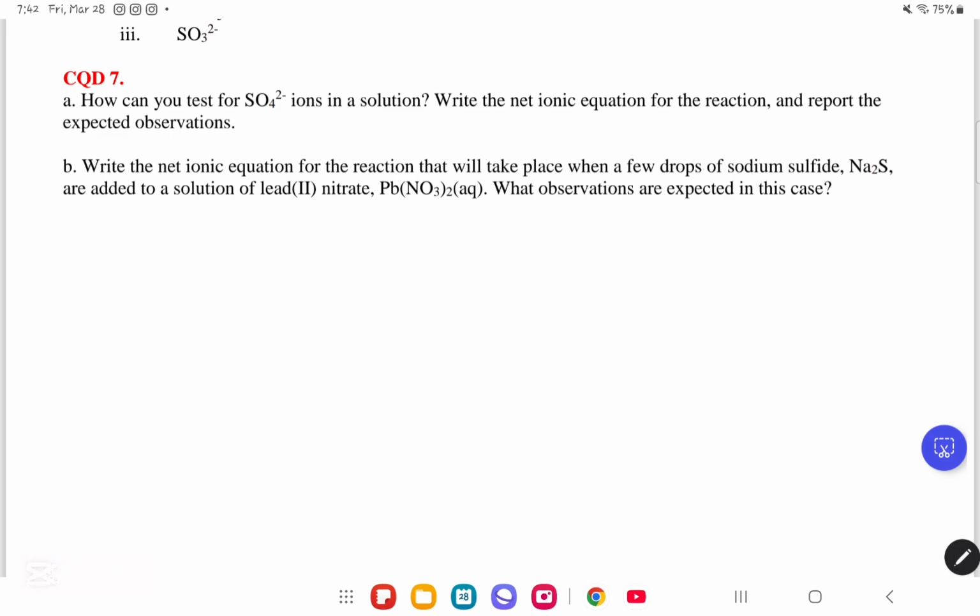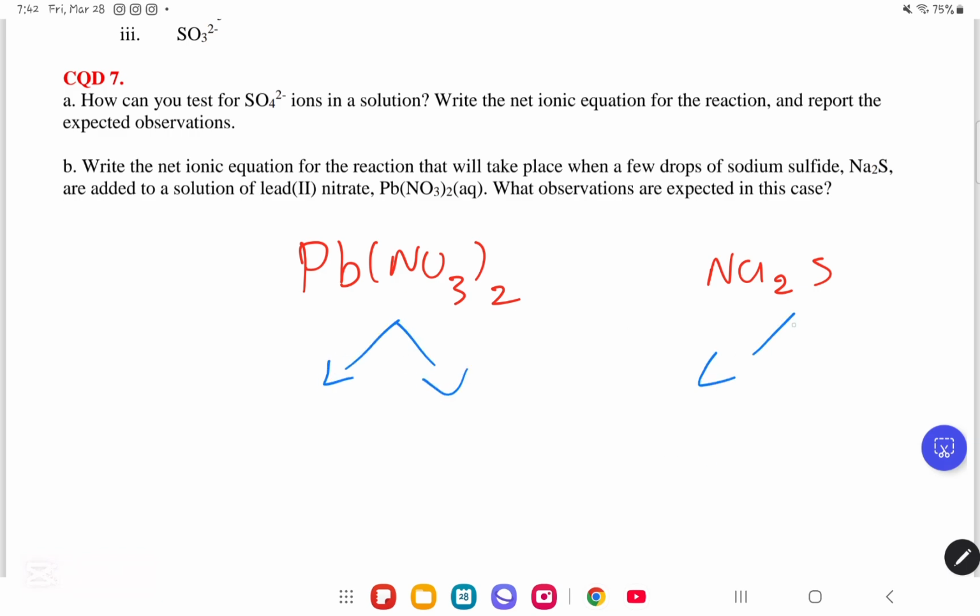What observations are expected in this case? So we are going to have Pb(NO3)2 reacting with Na2S. Let us divide them into their ions. If we divide them into their ions, we will have Pb2+, NO3-, and then Na+, S2-.